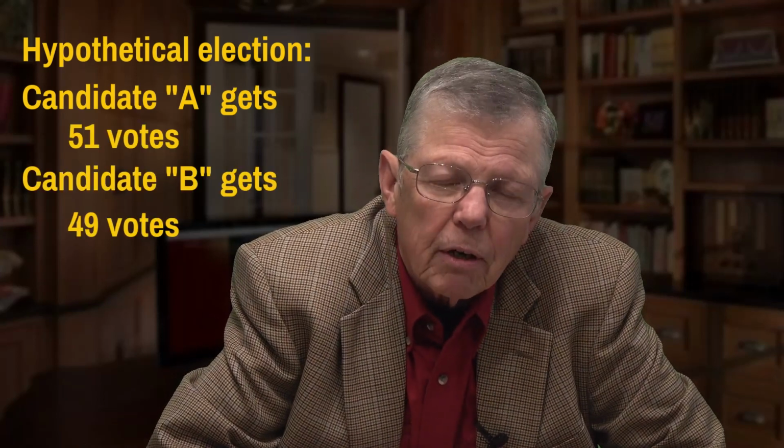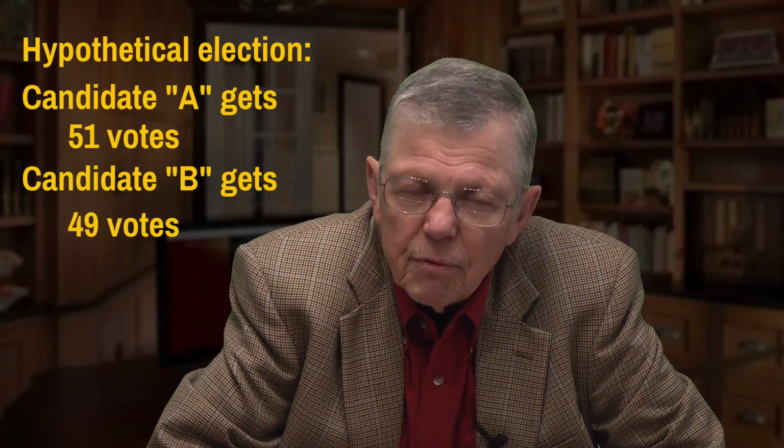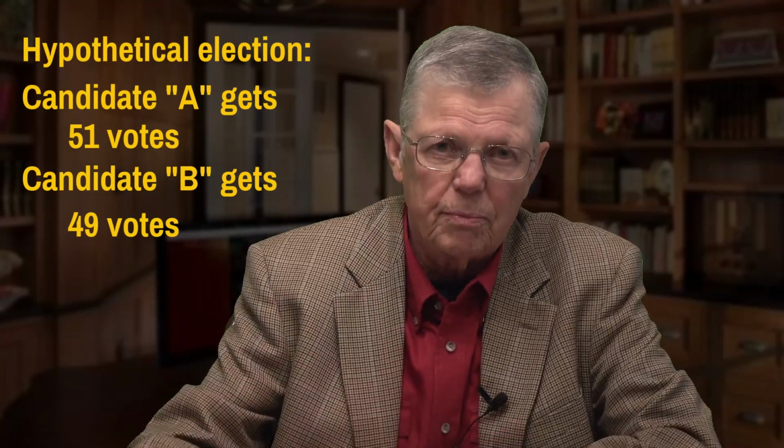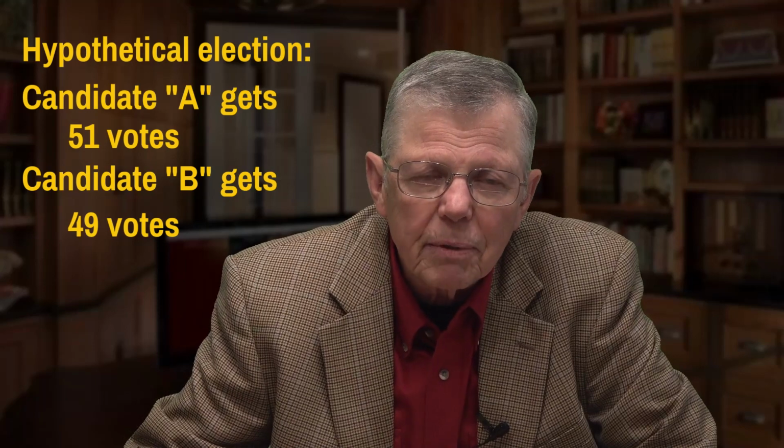Let's assume an election where candidate A gets 51 popular votes and candidate B gets 49. Well, who's the winner? Candidate A is the winner, but candidate A, if you allocated them based on these percentages, would get 7 electoral votes, and candidate B would get 6. That looks fair, doesn't it? That's the way you would normally think that it would happen. Let me show you what happens in reality.